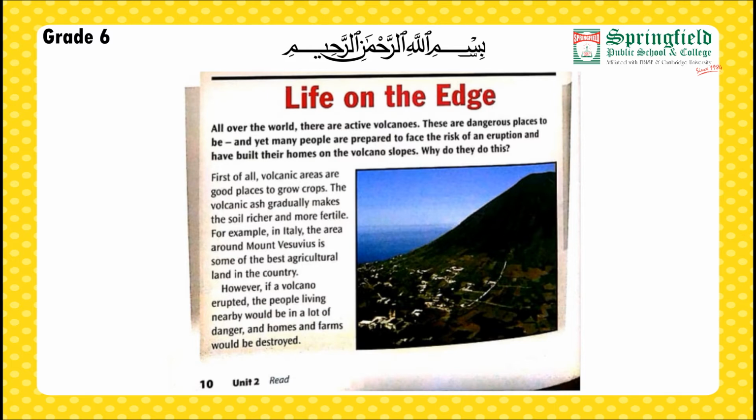However, if a volcano erupted, the people living nearby would be in a lot of danger and homes and farms would be destroyed. So even having this benefit of a fertile land, that area near the volcano, a dormant volcano, is a dangerous place to live, and if that volcano erupts, the houses and the farms of people would be destroyed and people will die as well.